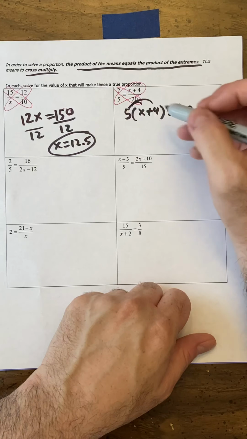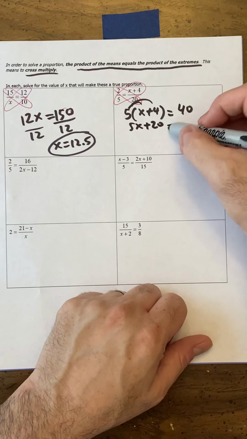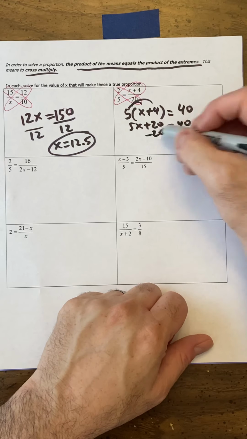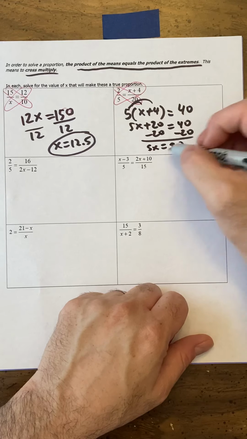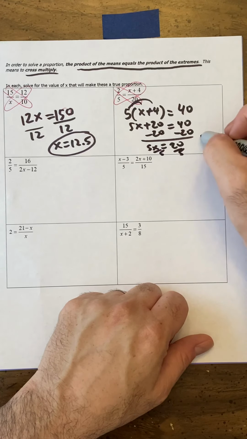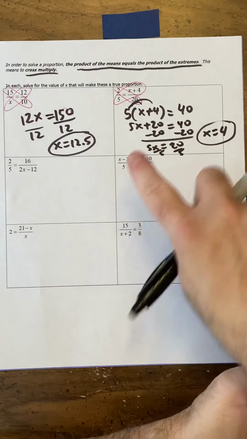Now you've got to distribute that. So you don't get 5x plus 4, but rather you get 5x plus 20. Now you can continue that, subtract 20 on both sides. You get 5x equals 20. Divide both sides by 5. x equals 4. Okay?